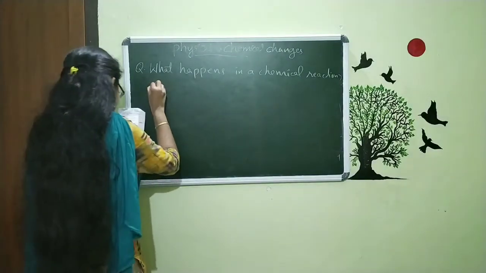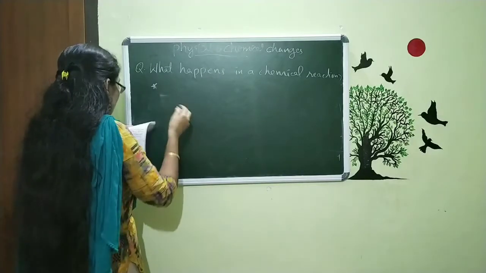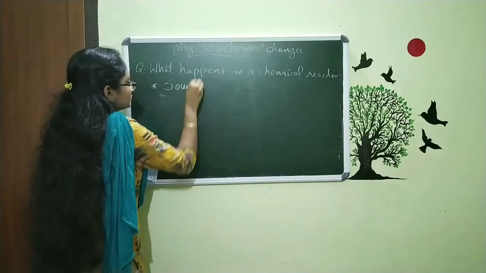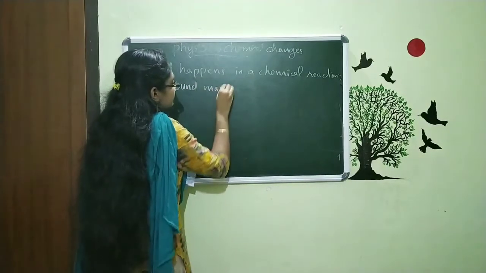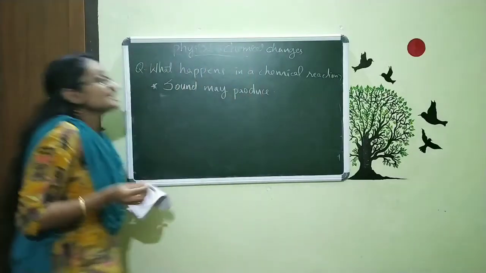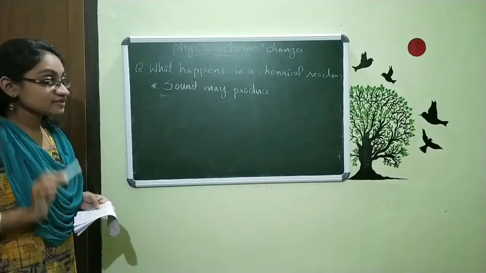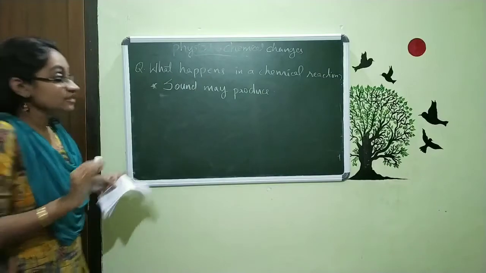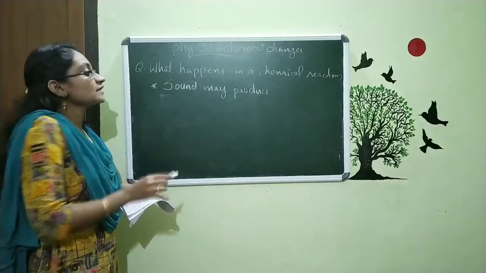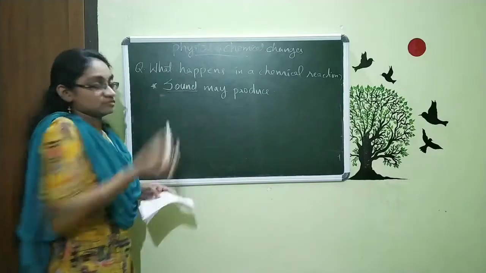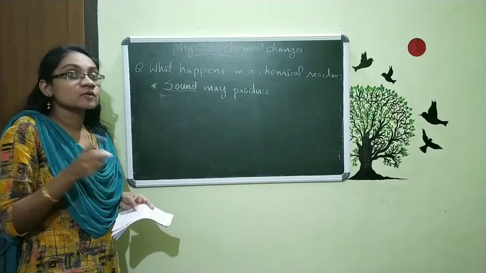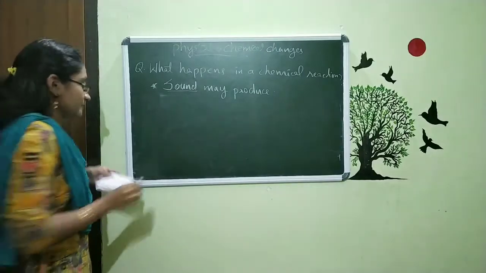Very simple. First one, sound may be produced. That means in a chemical reaction, in some cases, I am not saying that in all cases, sound will be produced, not like that. In some cases they produce sound. So we can say within a chemical reaction sometimes there occurs the production of sound.